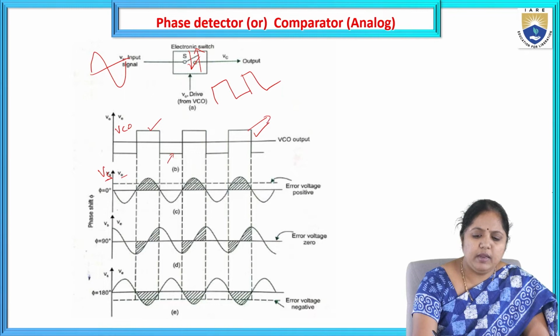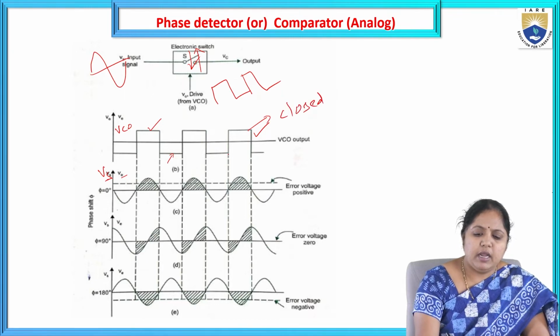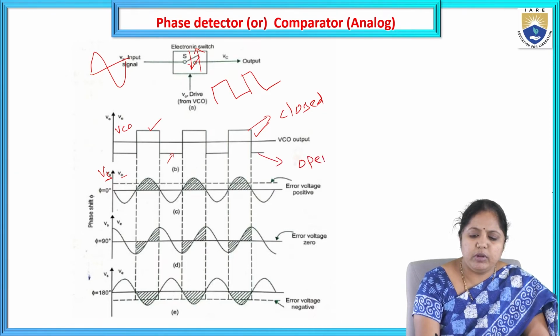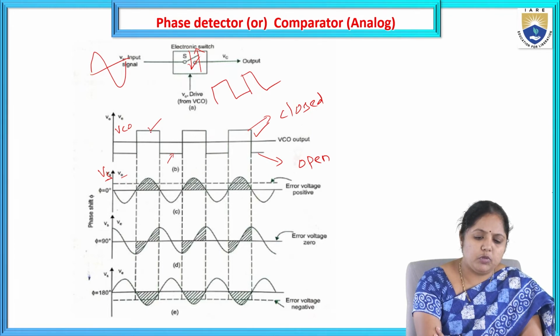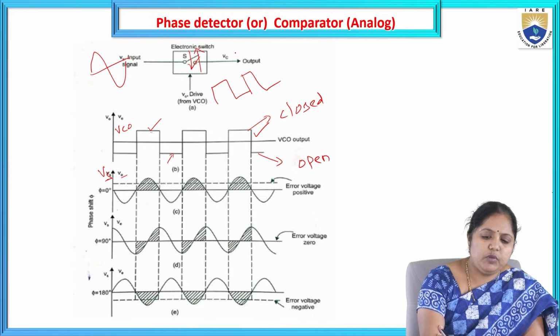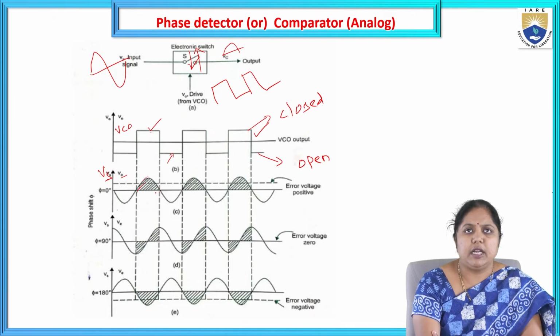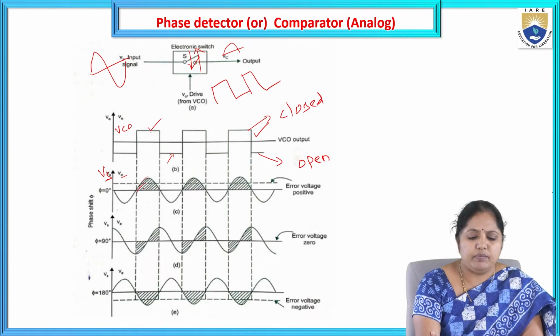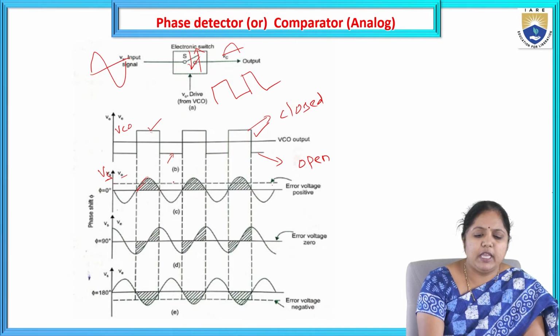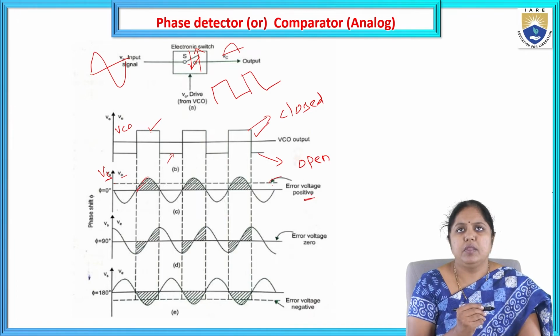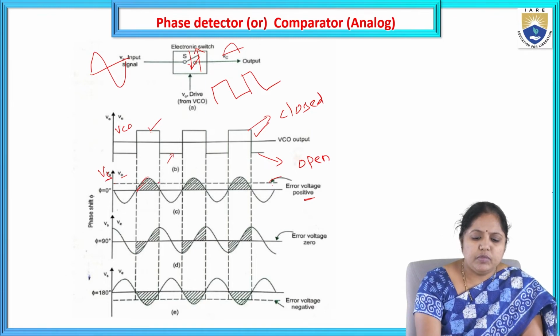So for the positive square the switch is closed, and for the negative square the switch is opened. When the switch is closed for the positive square, it allows only the positive outputs at the output of the phase detector. The low pass filter generates the average value of the positive signal, so I will get a positive error voltage here.